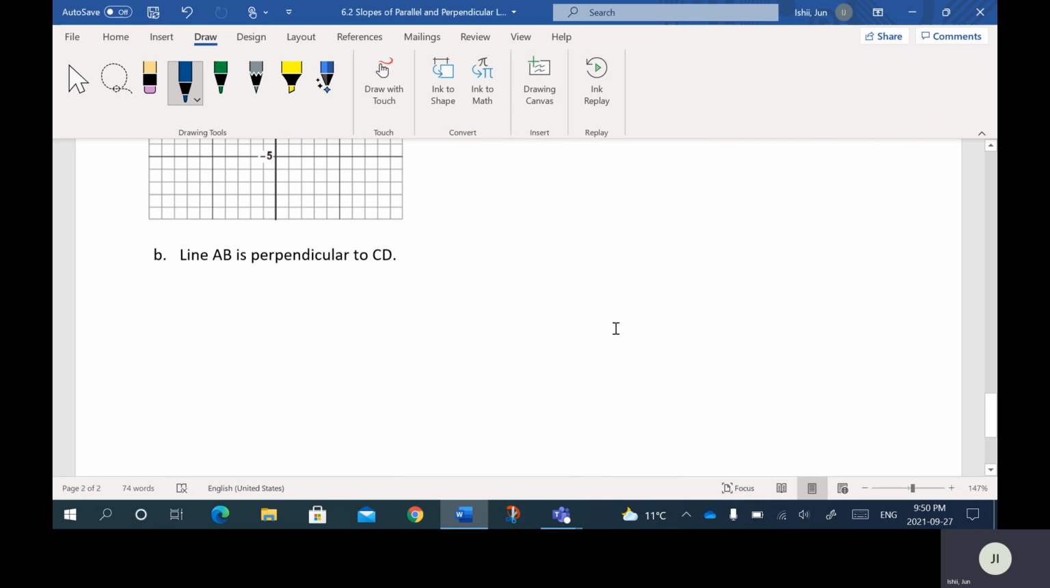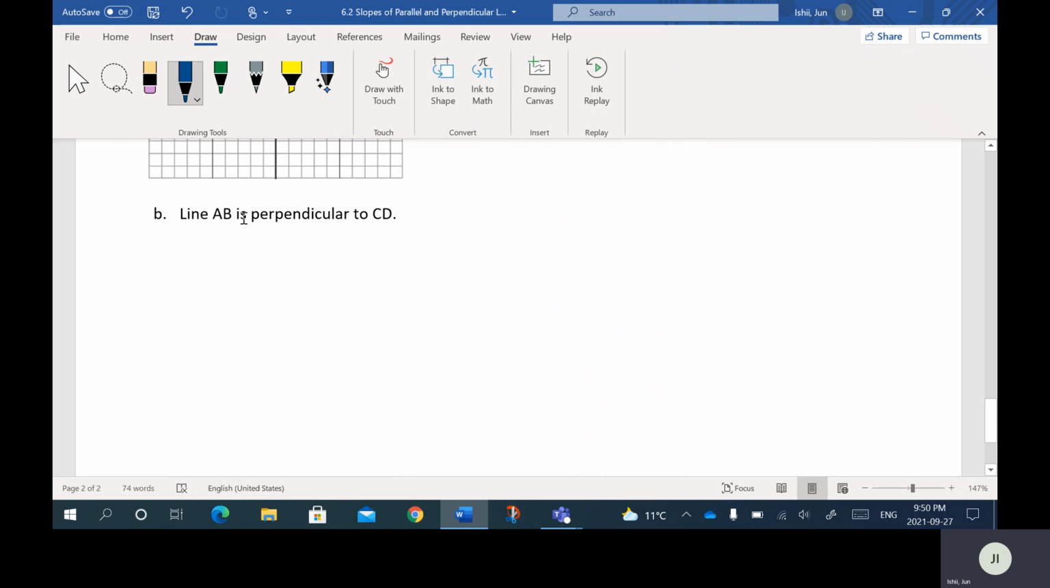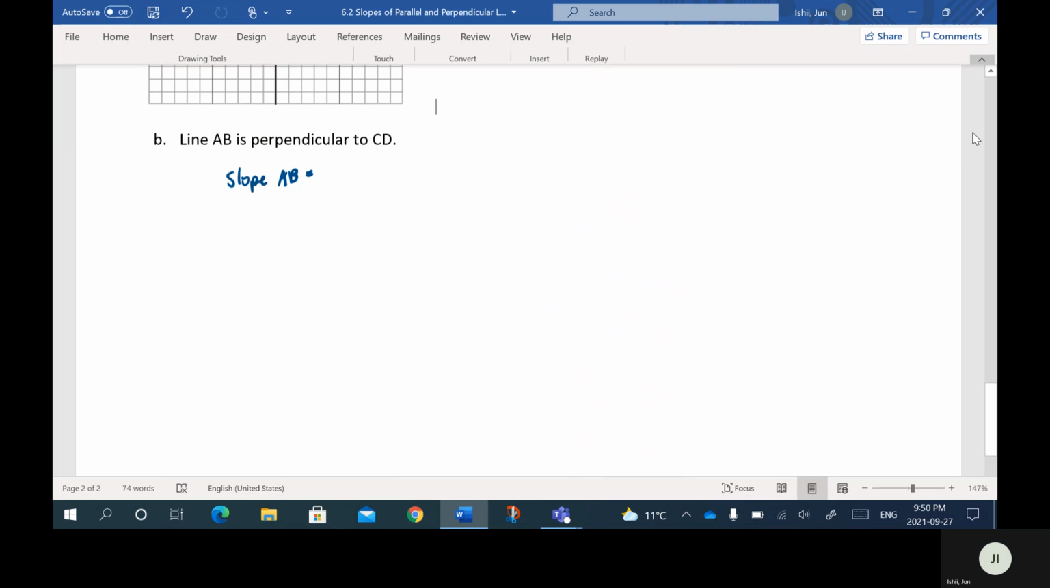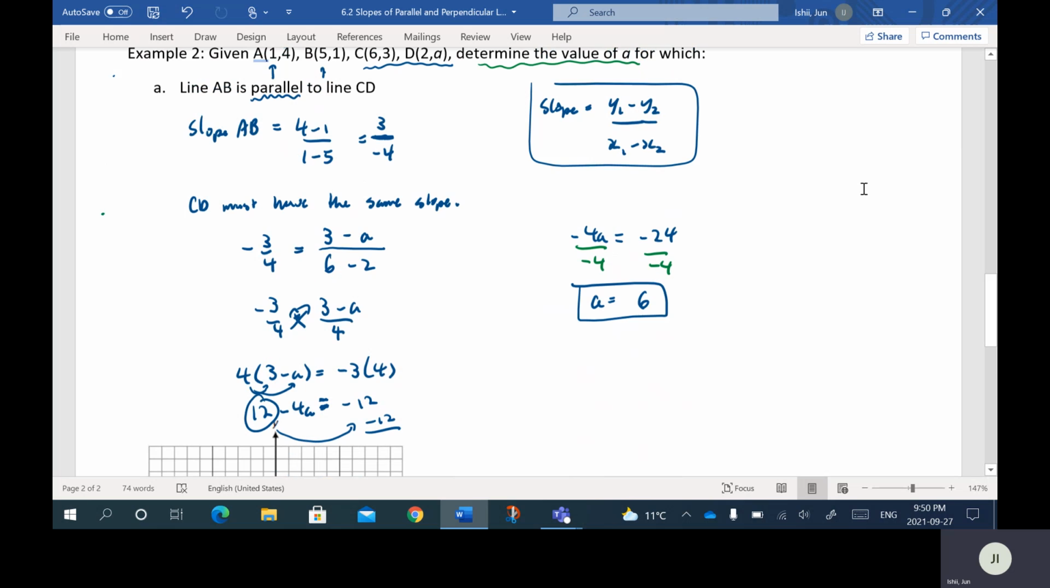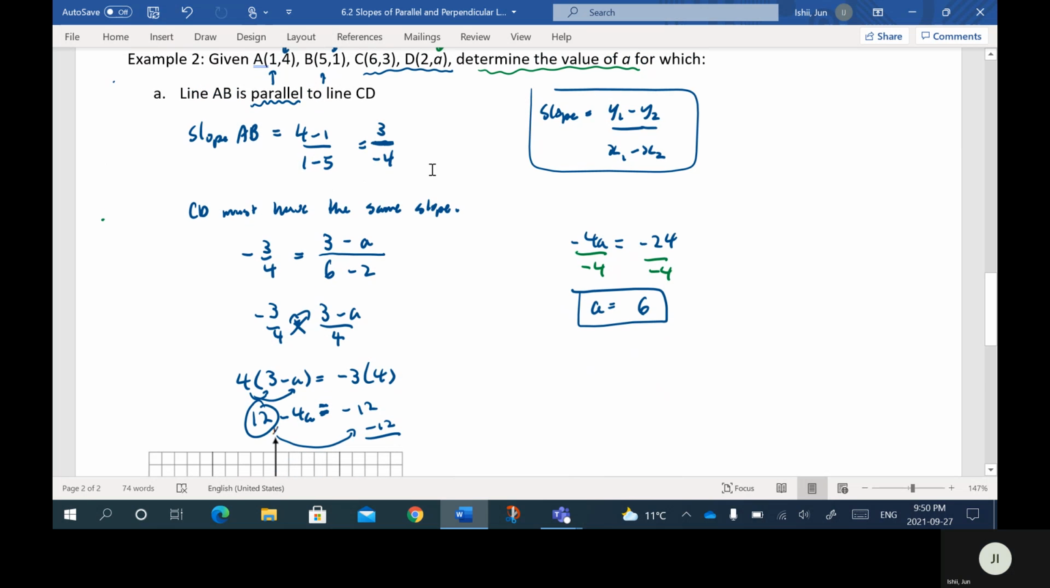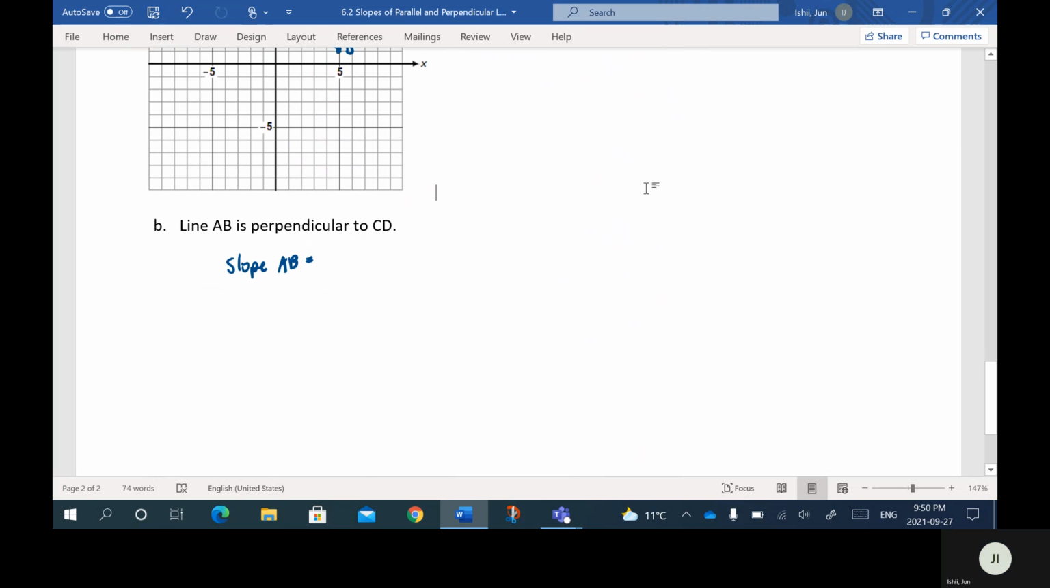All right, now part B. Line AB is perpendicular to CD. So this time we want to find a perpendicular line. We found in part A that the slope of AB is equal to negative 3 over 4.